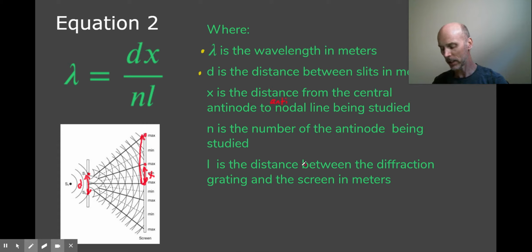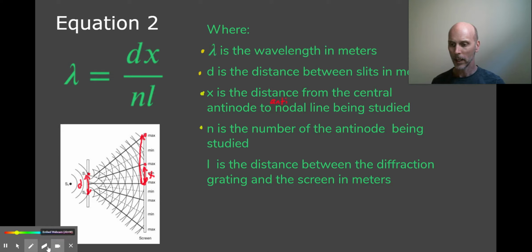So in real life, it's pretty straightforward. You just get yourself a ruler and you measure, there's my central maximum, and then you just measure from the central to the first, second, third, whichever one you want to study. And of course, we can look at nodal lines as well, but when you see this in front of you, you can see why it's way more common to look at the antinodes, the bright spots. They're easier to study. All right, continuing along then, if that's our x, n is the number we're studying.